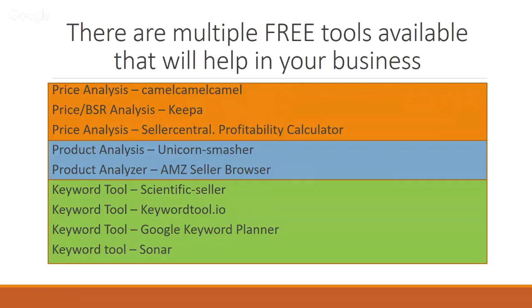You can see I've broken them down into the 3 sections: pricing or BSR analysis, then product analysis, then keywords. All right. So let's jump straight into CAMEL.